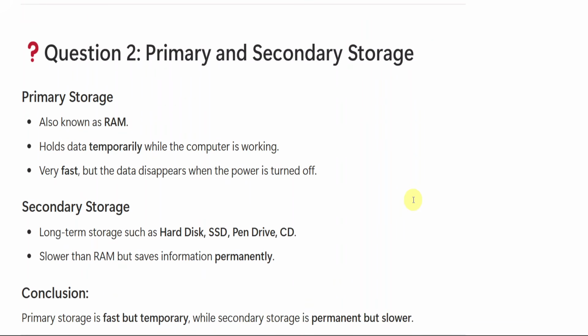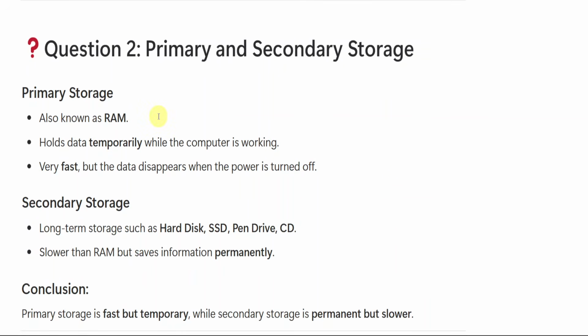Then we have primary and secondary storage. Primary storage is also known as RAM, random access memory. This is the working memory of the computer, and it keeps the data temporarily. If the power goes off, like if there is a power cut, the data will disappear. That is why we say it is temporary storage.